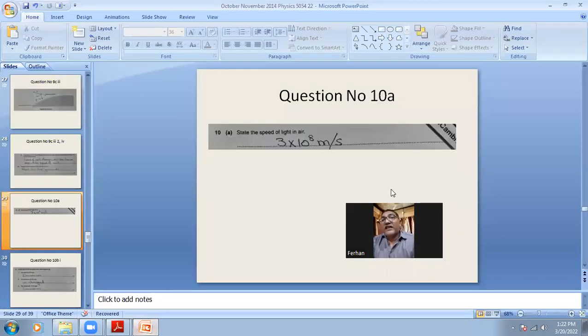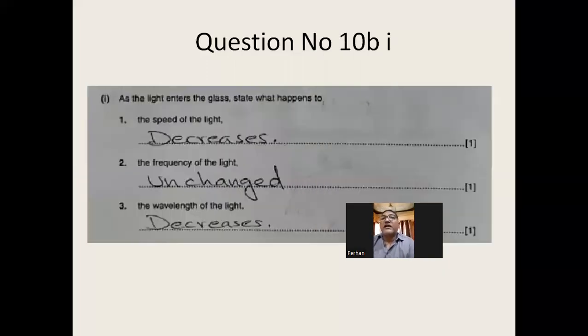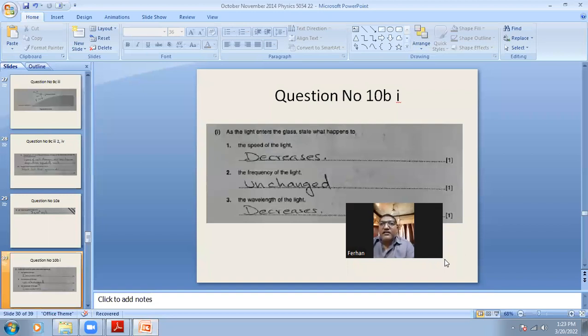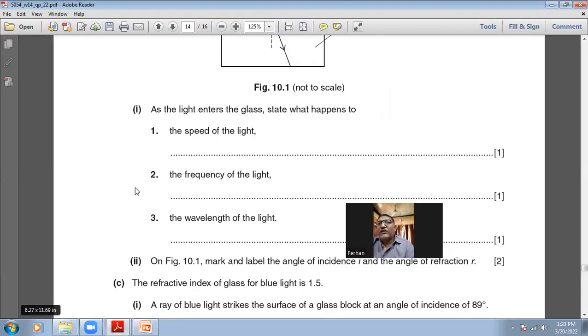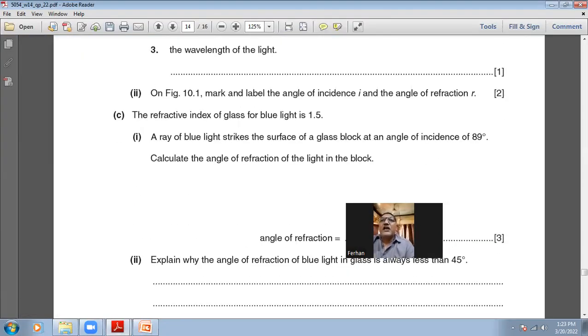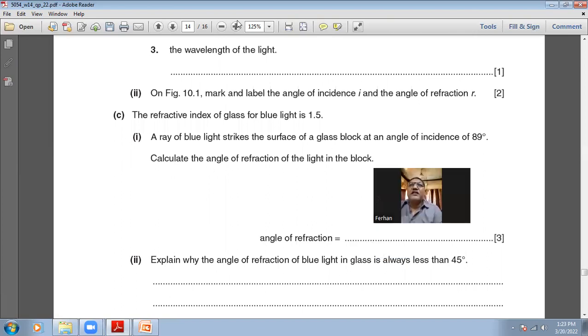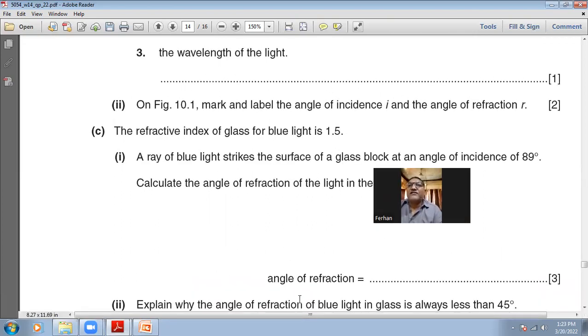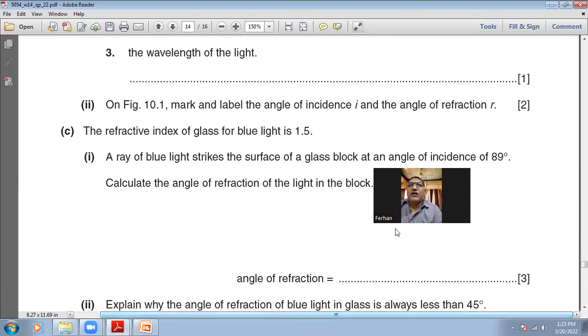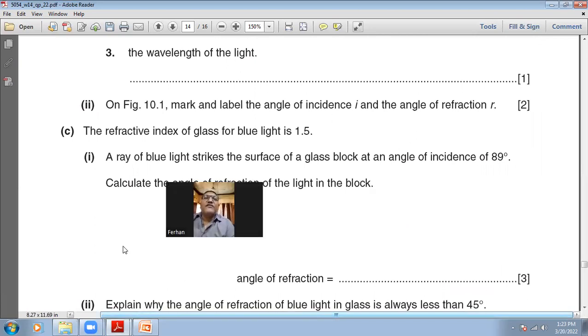So hopefully you understand. Let me show you the answers which we have written, and here we go. The speed of the light will decrease, the frequency will be unchanged, and the wavelength of the light will decrease. Okay, so we are going to the next part. It says on the figure 10.1, mark and label the angle of incidence I and the angle of refraction R.